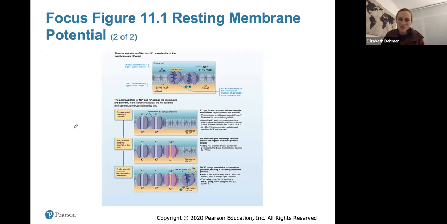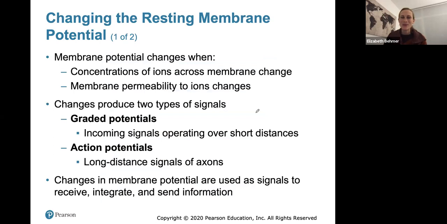So this takes you through kind of the different channel proteins in the resting membrane potential of the cell membrane that are establishing this -70 millivolts. The membrane potential changes if your nerves are electrically stimulated, and that occurs if the concentration of ions change across the membrane or the membrane permeability to these ions changes. And that just means that the membrane will allow the ions to pass through. We can have graded potentials or action potentials.